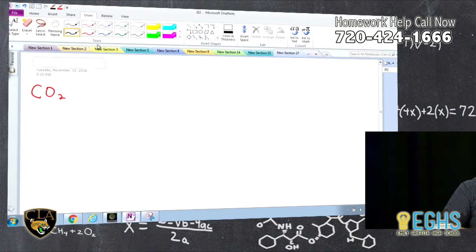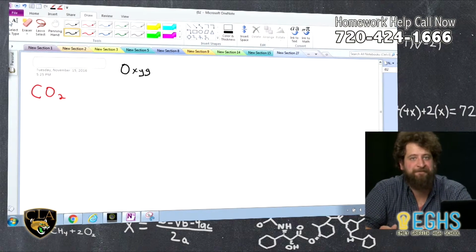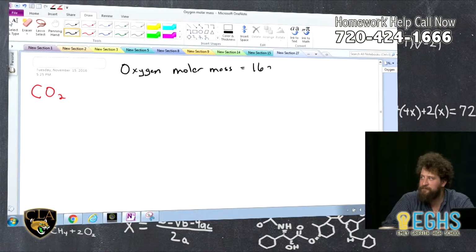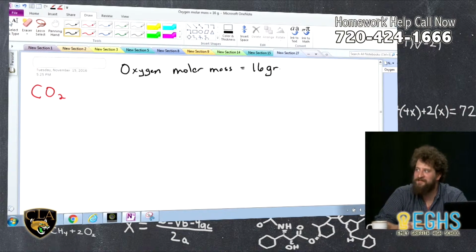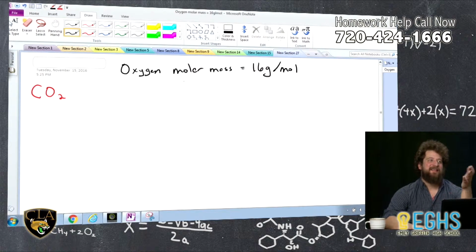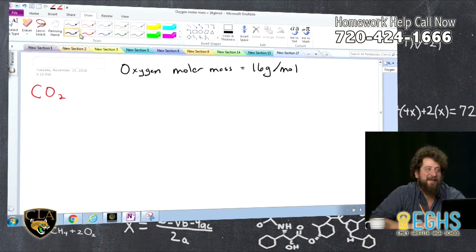So Nate, oxygen, let's just write a note. Oxygen has a molar mass of 16 grams per mole. Oxygen molar mass is 16 grams, usually slash mol. Yeah, let's just use that notation. Perfect. Okay. And then carbon molar mass is 12 grams per mole.